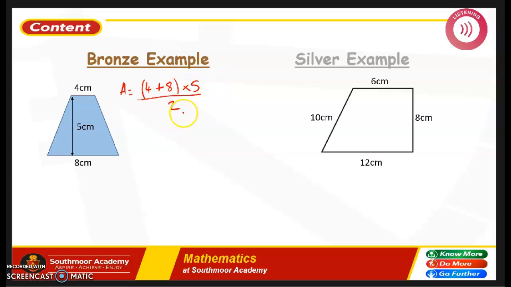Okay, now I've written this as a fraction because we're dividing everything by 2. So let's simplify this. So we've got 12 times 5, all divided by 2, giving us 60 over 2, which is equal to 30 centimetres squared. Okay, now I've really broken that down for you there, so you can see each step. So we're adding the two parallel sides, timesing it by the height, and then dividing our answer by 2.